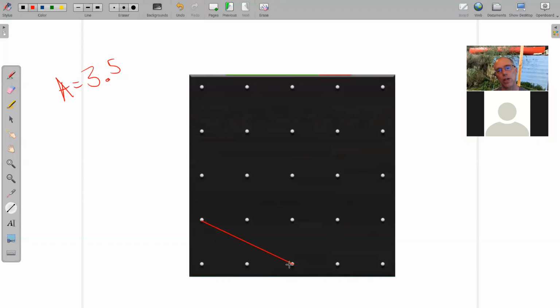What if I draw that line and then maybe come up there and then go over there? Let's see, is that going to be too big?